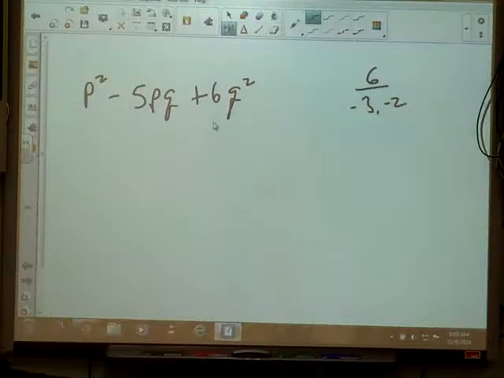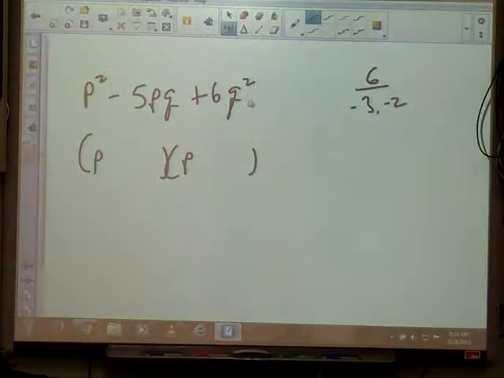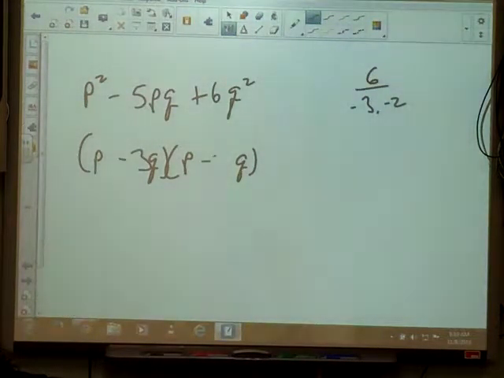Now, I've got a q squared on the back of this. So when I have my p and my p like that, since I've got a q squared on the back, I'm going to have a q and a q in the back of them. Now I just plug my two factors in, minus 3 and minus 2.